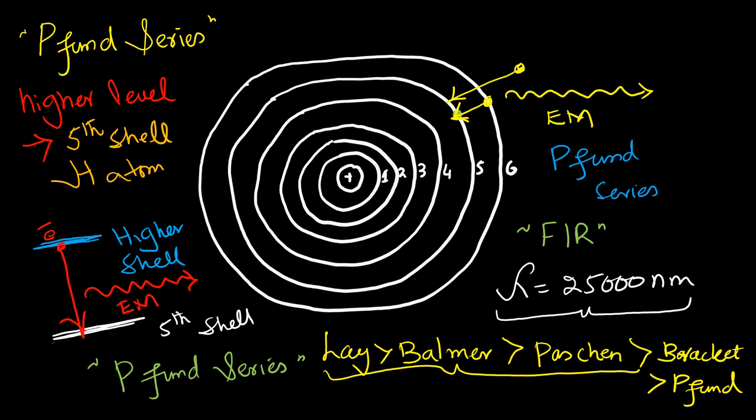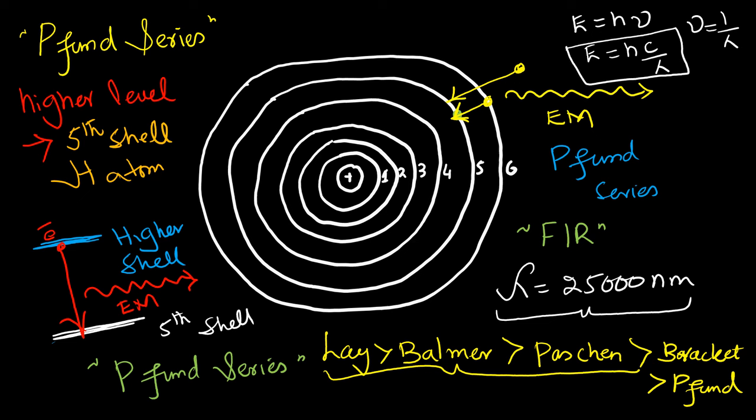Now, dear student, please keep in mind that energy E is equal to h nu, and nu is inversely proportional to lambda, so we get E is equal to hc divided by lambda. So the series which has higher energy will have a shorter wavelength. This means that radiation produced in the Lyman series will have a shorter wavelength than radiation produced in the Balmer series, and similarly shorter than that in the Paschen series, the Brackett series, and the Pfund series.